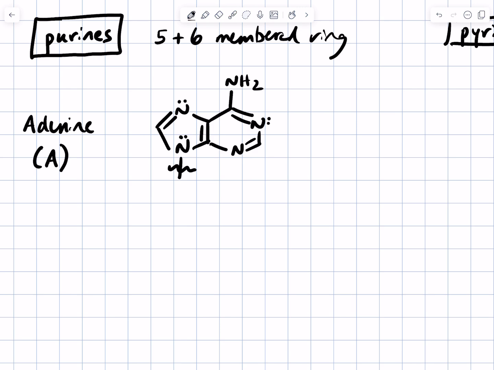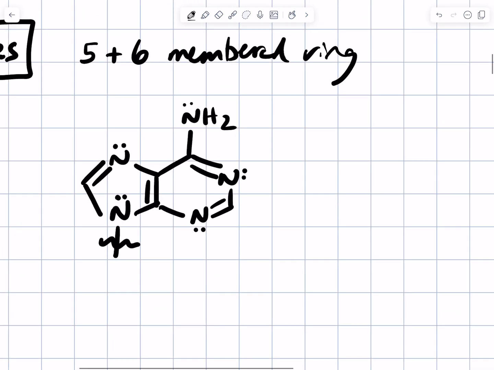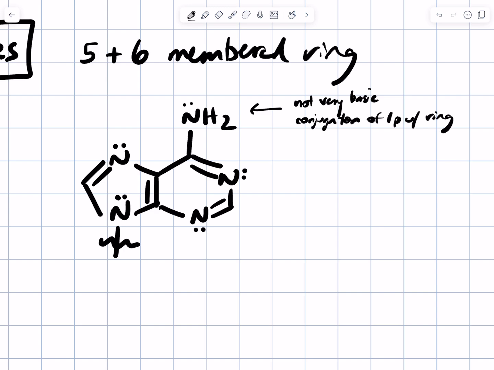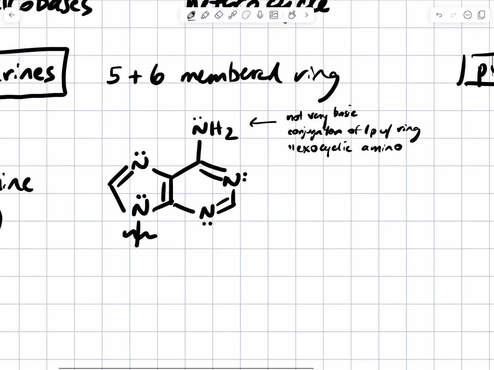The other two nitrogens that are part of the rings, again, the lone pair should be in an sp2 orbital. The lone pair on this amino group that's outside the ring should be in a p orbital where it can participate in conjugation. We would expect this nitrogen to be not very basic, again, because of conjugation of the lone pair with the ring. This nitrogen that is outside the ring is called an exocyclic amino group, and several bases have them, just in different positions. So I'm going to refer to them as exocyclic amino groups or exocyclic amines.